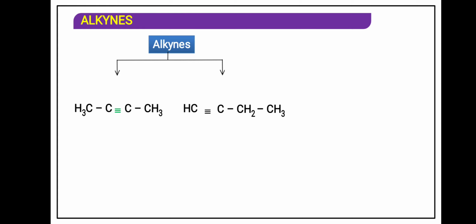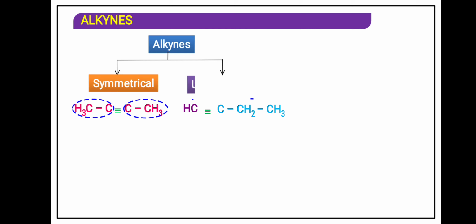Now, alkynes are classified as two types: symmetric alkynes and unsymmetric alkynes. Across the triple bond, the same alkyl group on both sides is symmetric; across the triple bond, a different alkyl group is said to be unsymmetric alkyne, and this is symmetric alkyne.